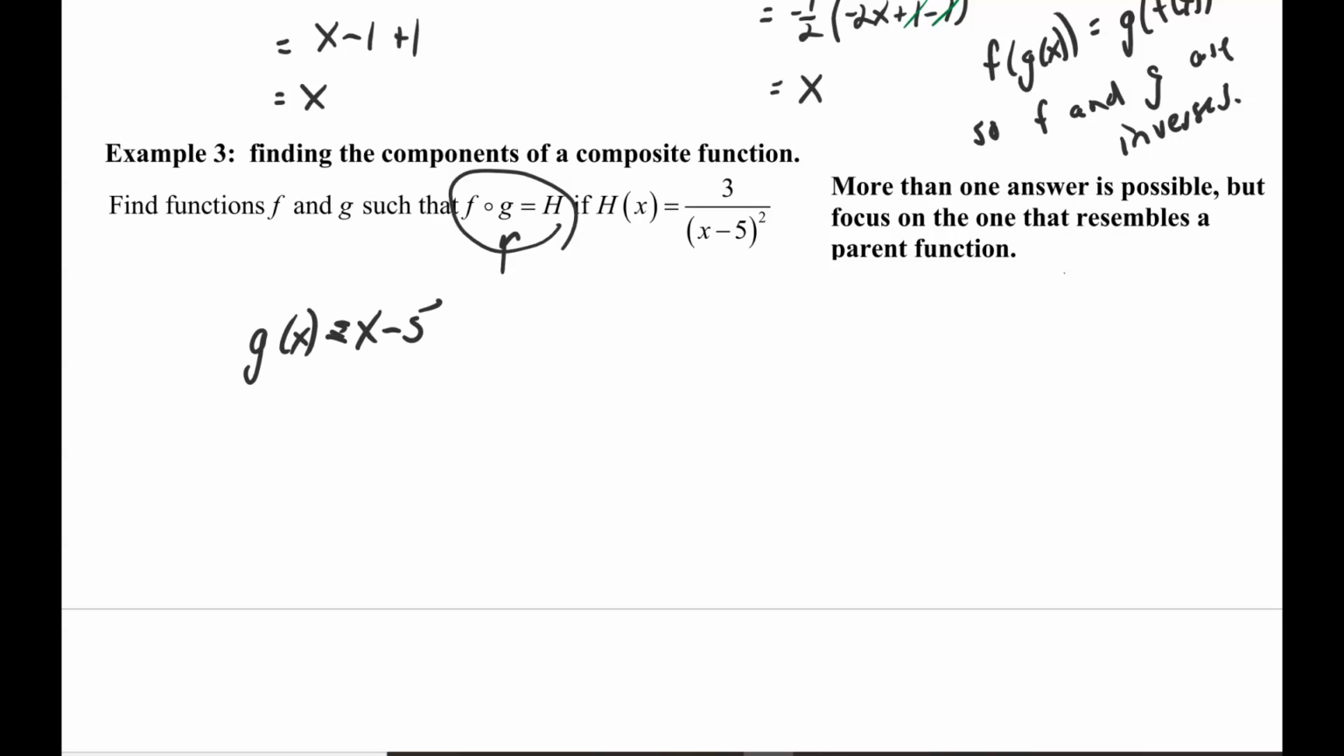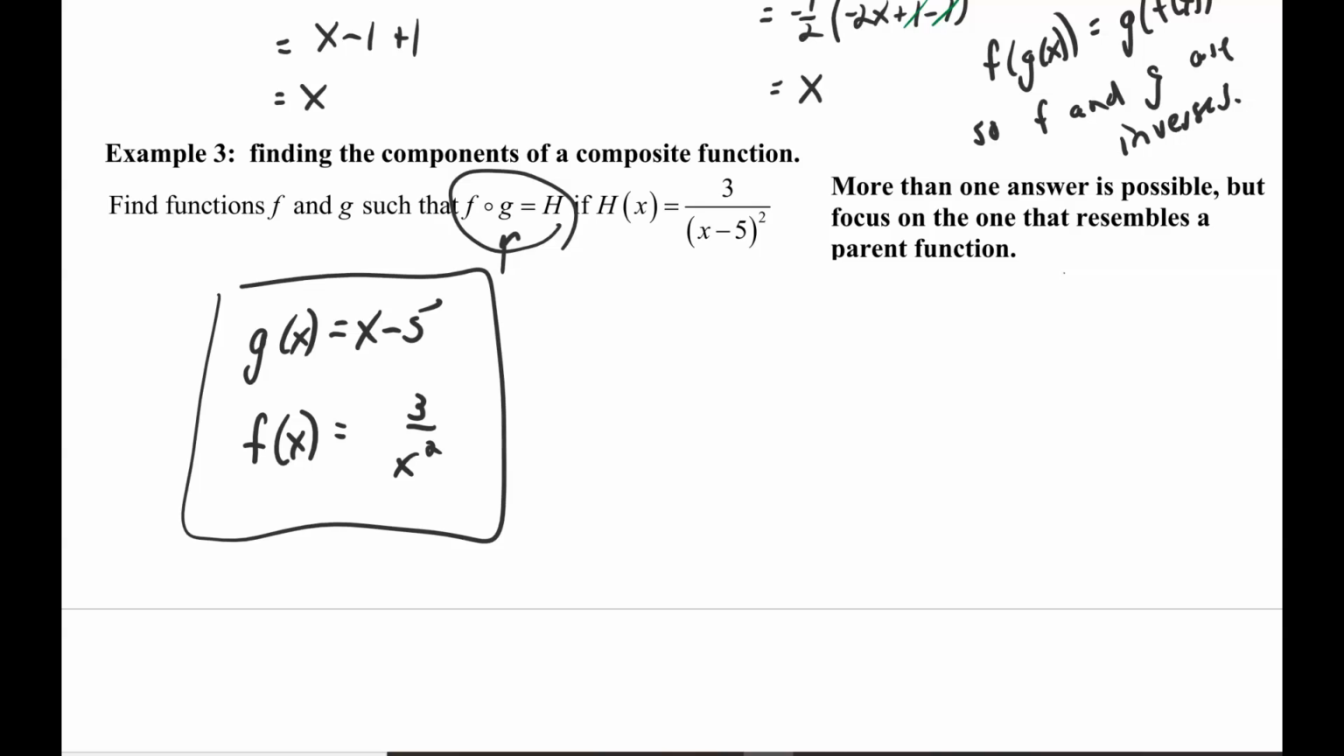Now, is it the only way? No. You don't have to do that. You could say it's x minus 5 squared. But I'm going to go with x minus 5. And therefore, that has to go inside of the outer function which is f. And that would have to be the 3 over that thing squared. Now, just to check it, these are our components.